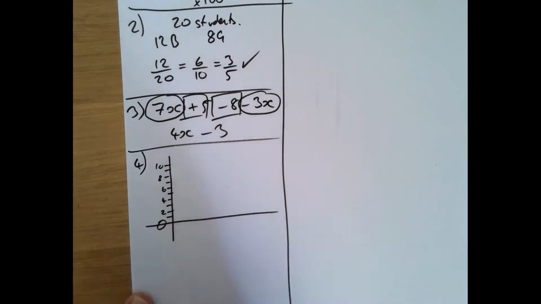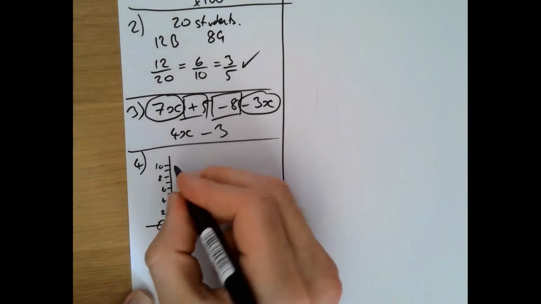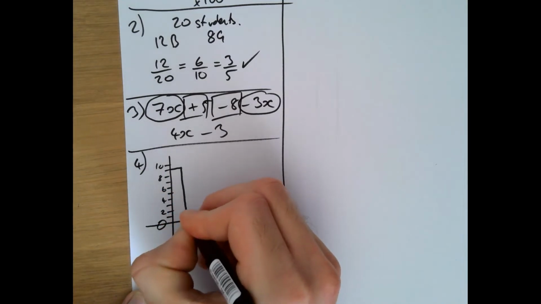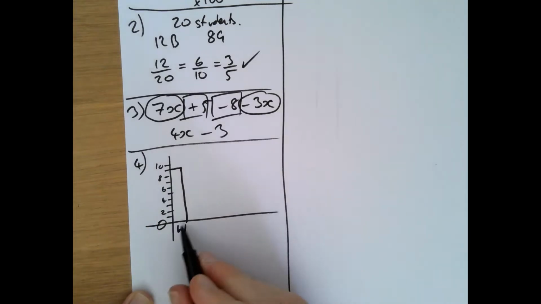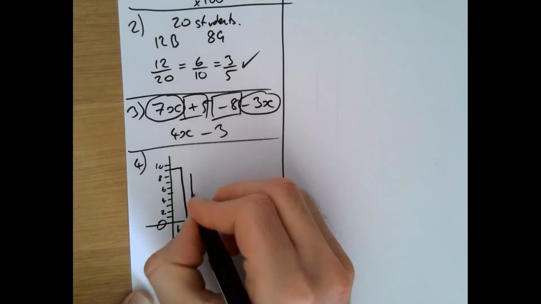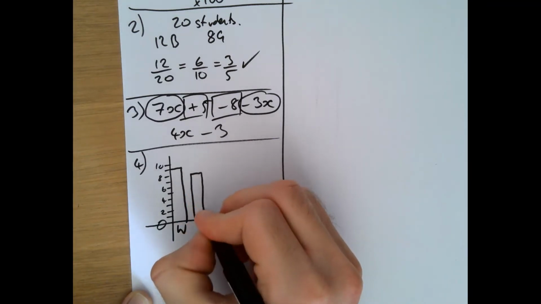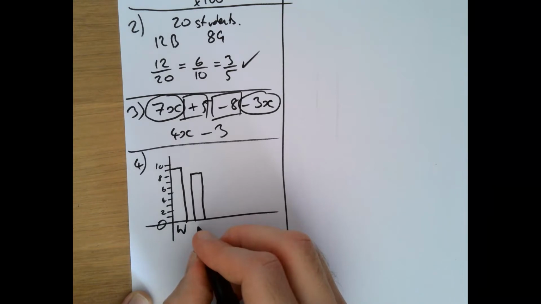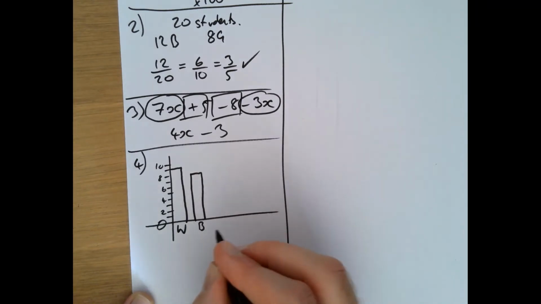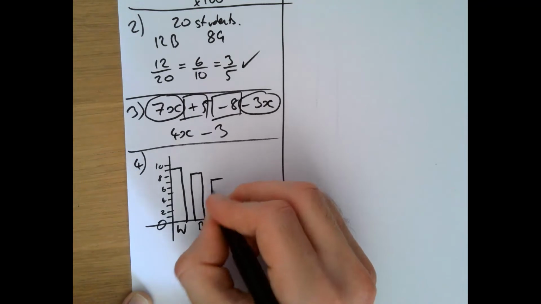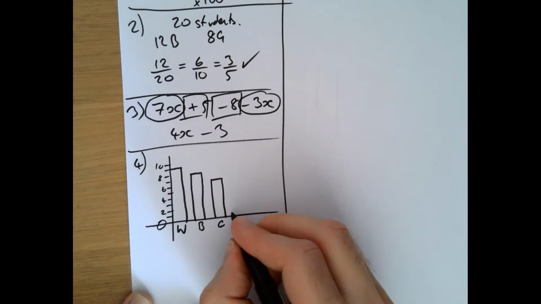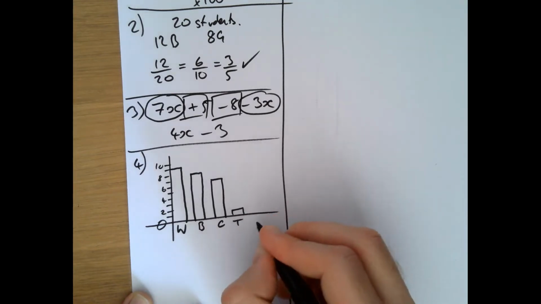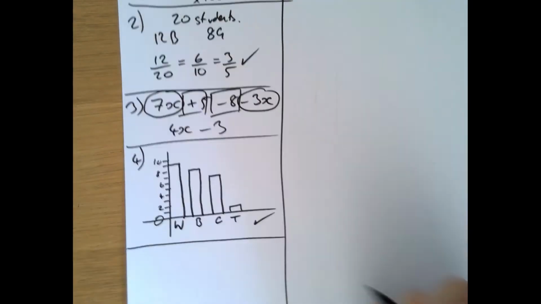Each square is 1. So for walk, I'm going to go up to 9. And you need to make sure that you've got the same width. So I'm just going to have 1 bar for walk. I'm going to leave a gap of 1. And then I'm going to do bus, which is 8. So I've got equal widths of the bars and equal widths of the gaps. Car is going to be 7. And then we've got taxi, which is 1. Happy days.